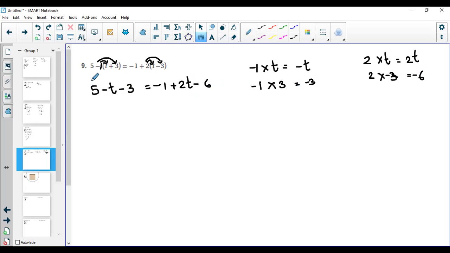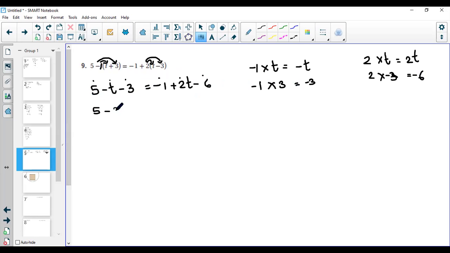Now again, how many terms do we have on each side? We have 1, 2, 3, 1, 2, 3. So we are going to solve them. Which numbers are we going to solve? Can I do 5 minus 3? Of course not. They both are not the same. There's a number, there's a variable. How can I solve it? So can I do 5 minus 3? Yes, I can. So let me rewrite it properly.